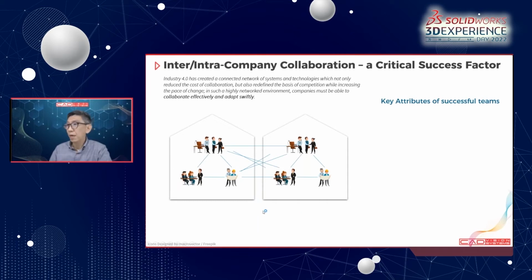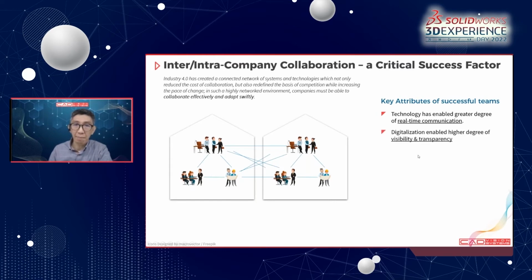I would suggest to you a couple of these. First is technology has enabled greater degree of real-time communication. So the key here is real-time. To be able to collaborate effectively, you do need real-time data. To be able to collaborate effectively, you do need digitalization. A lot of things need to be digitalized, right? Whether it's your 3D model, whether it is your order management, even bill of material, all those things need to be digitalized for you to be able to share and interpret them in the right way quickly and in real time.